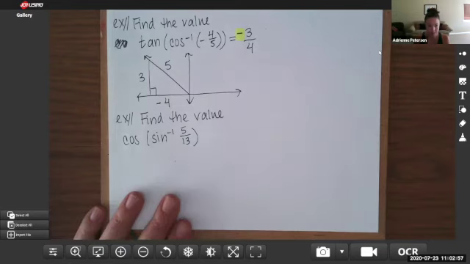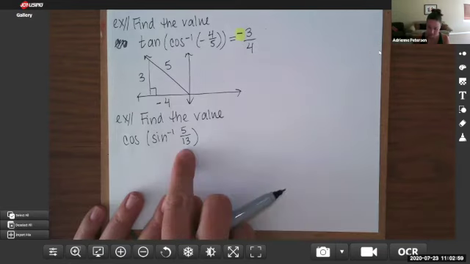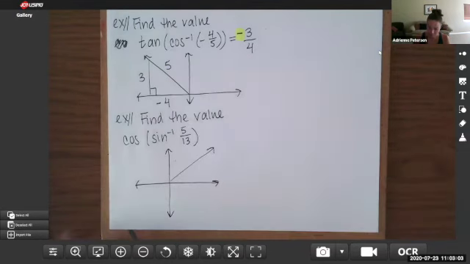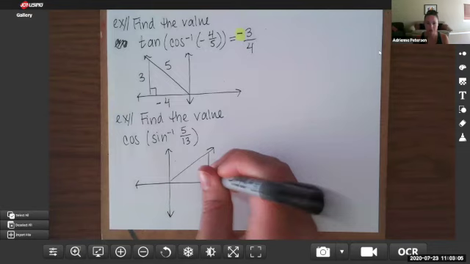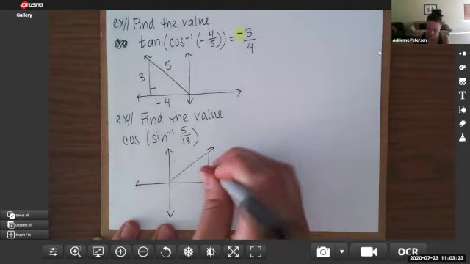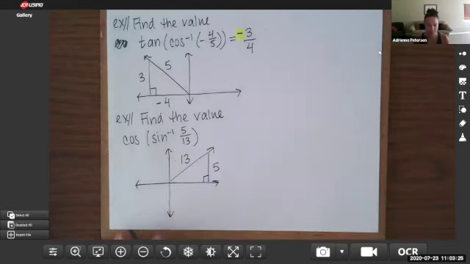Let's first start with the inside operation for inverse sine of 5/13. That means our angle needs to go in the first quadrant. Drop a perpendicular, forming a triangle. All right, so sine is opposite over hypotenuse.